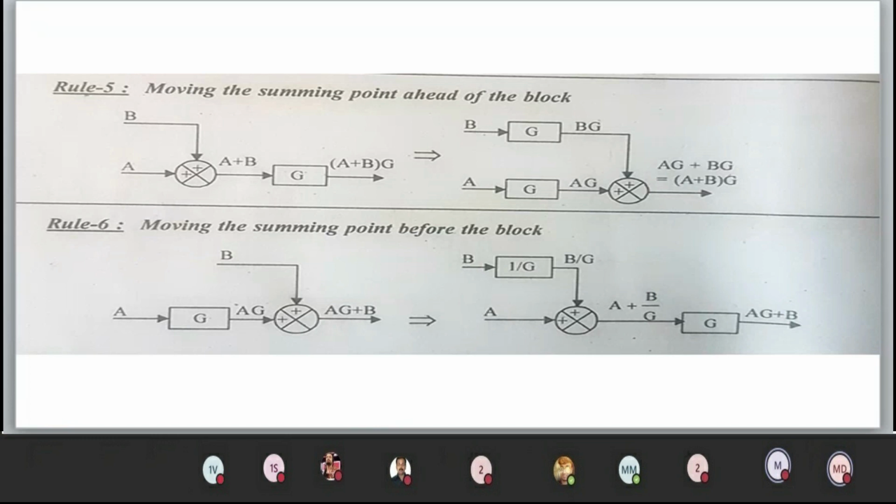Okay. Similarly, moving the summing point before a block. So here also you can notice that B into 1 by G. So B by G. Once again, if I multiply, it becomes AG plus B. Okay. So in either of cases, see that you never disturb the output.